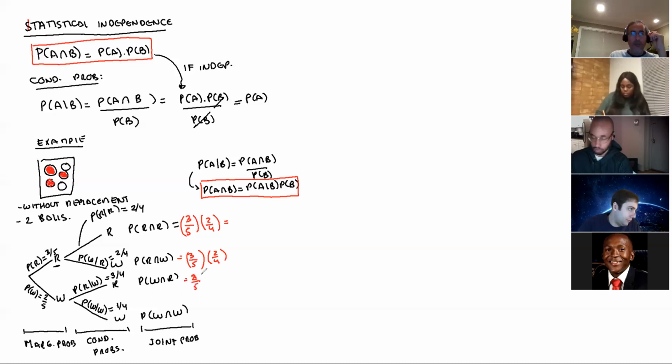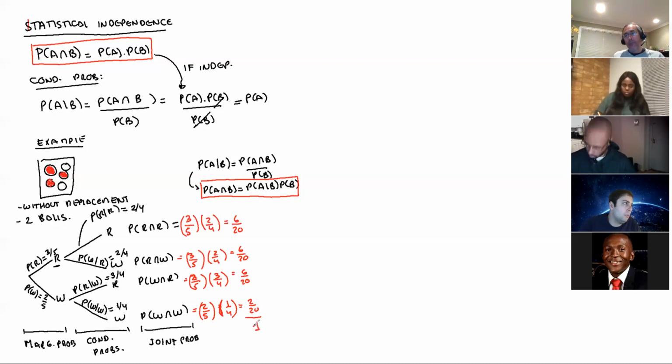This is 2/5 that multiplies 3/4. And this is equal to 2/5 that multiplies 1/4. If you sum all of these probabilities, guys, they also add up to 1. Make sense? So with this table, guys, you can answer everything.